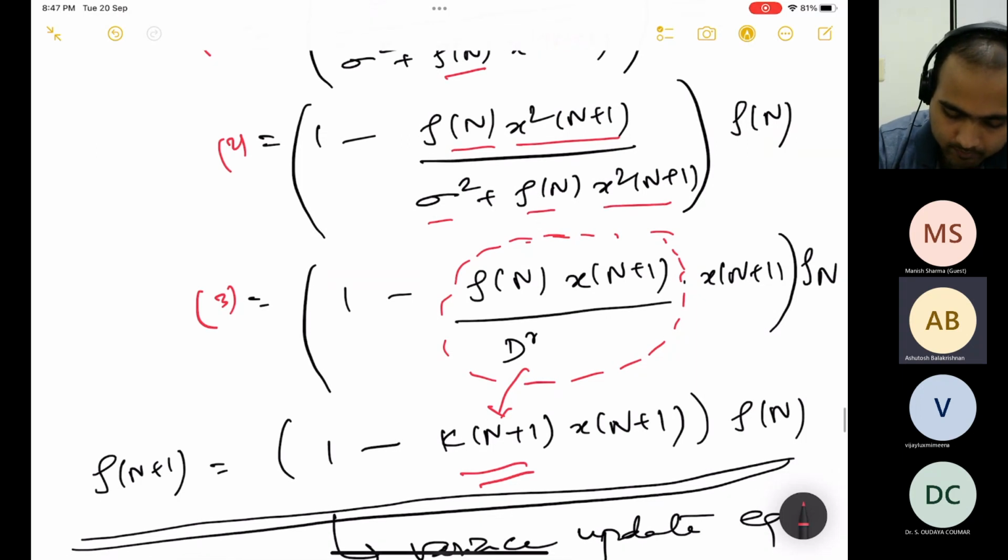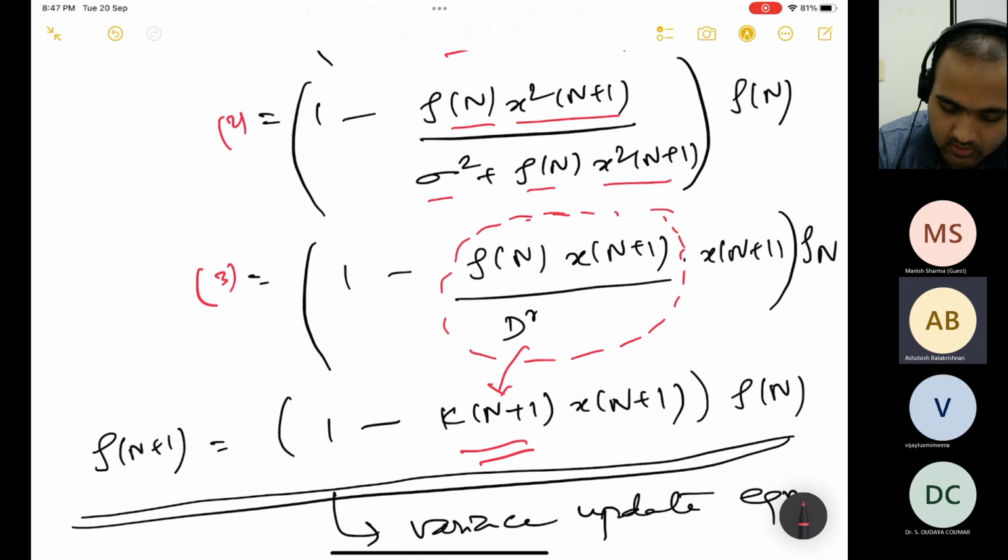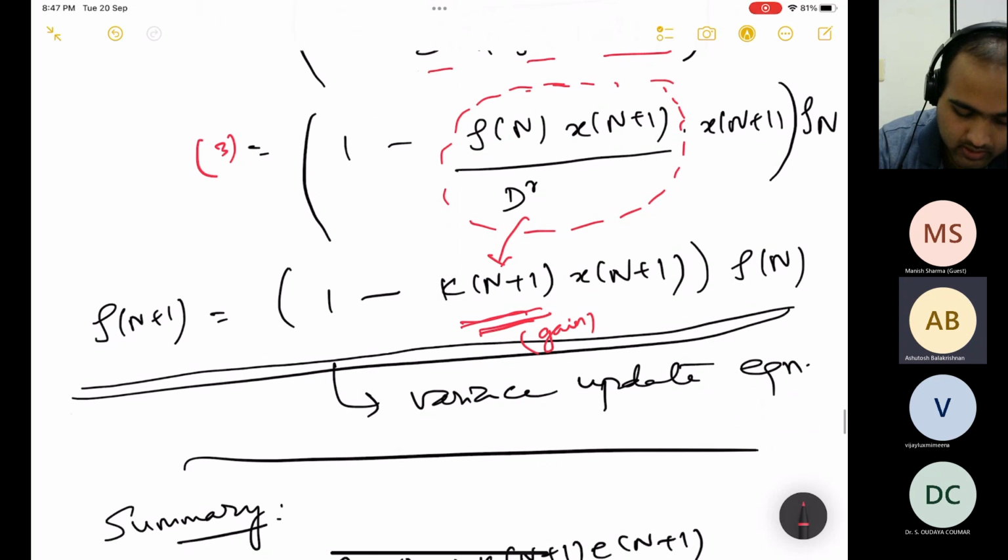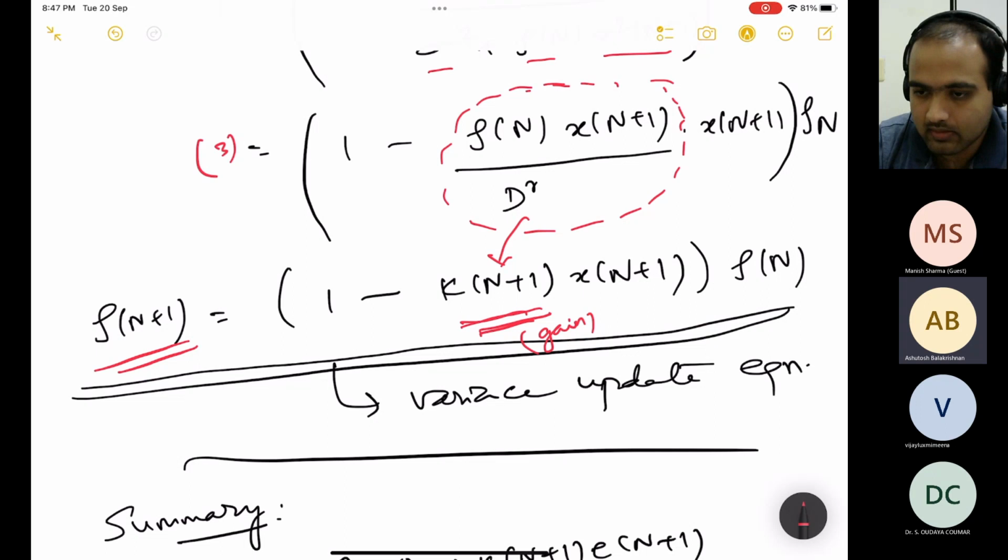So what is this term? This term is nothing but my k n plus 1, which was my gain equation. That is why my rho n plus 1, my estimate error update, is nothing but 1 minus k n plus 1 x n plus 1 into rho n, right? So this is how my error variance update is happening.